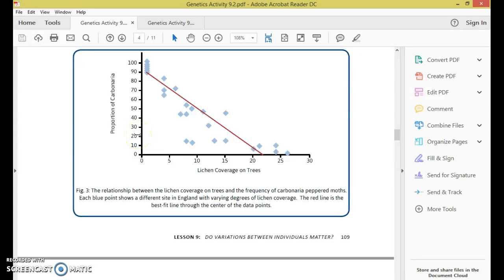And then in your making sense column, hopefully you have noticed that there is maybe a connection between the number of lichens and the type of moth that's found there. So if there's a lot of pollution, the typica moth numbers would go down and the carbonaria would go up, because the number of lichens on the trees affects which kind of moth is there.